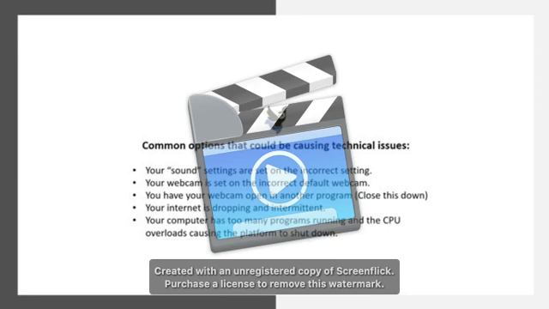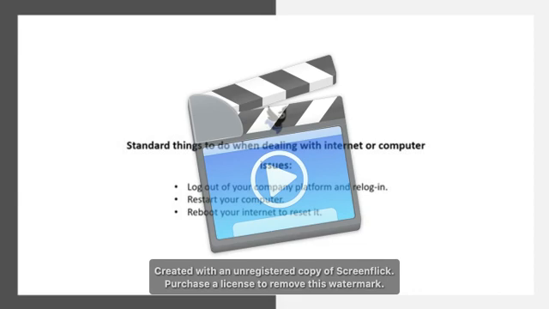If the settings I mentioned earlier are all checked and correct, here are some standard things you can do when dealing with internet or computer issues. First things first, if it's your platform that's causing the problem, log out of your company platform and then re-log in. If that does not work, then you can restart your computer. And if that still isn't fixing the problem, then you can reboot your internet to reset it.